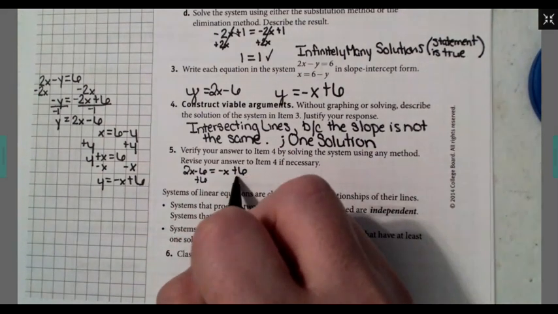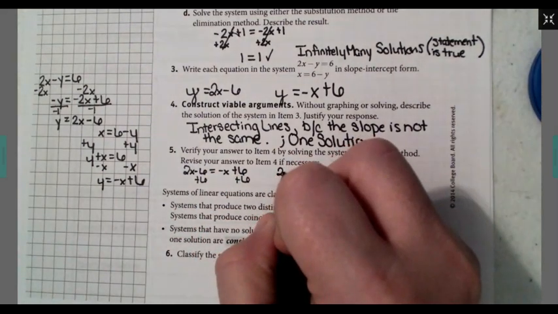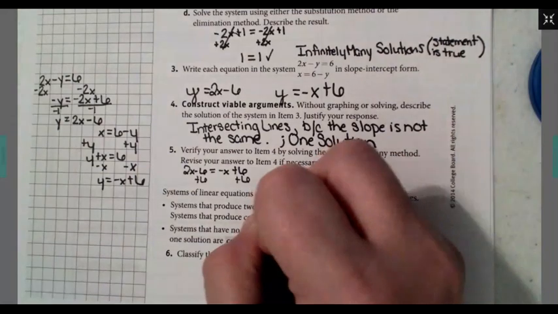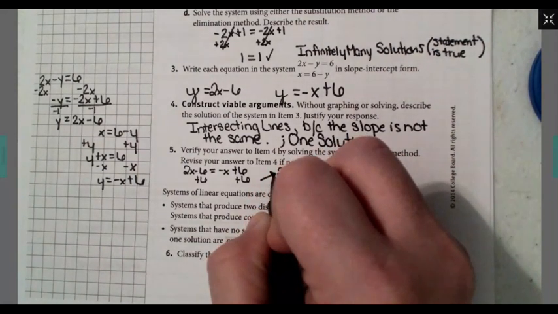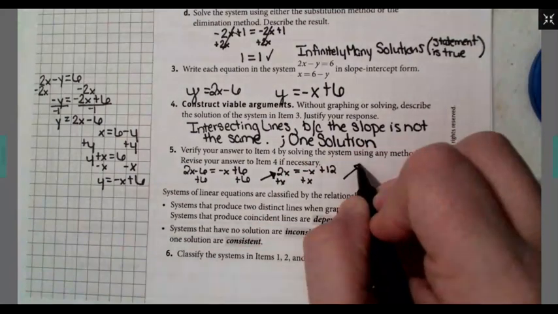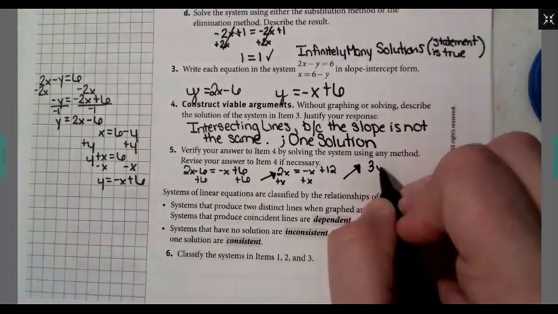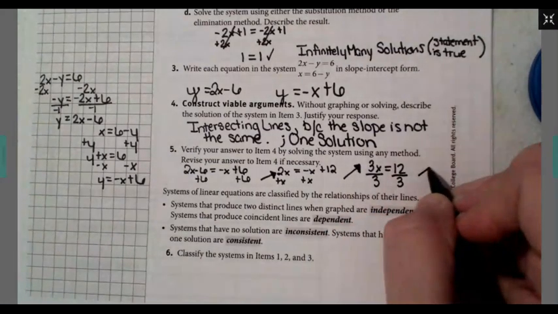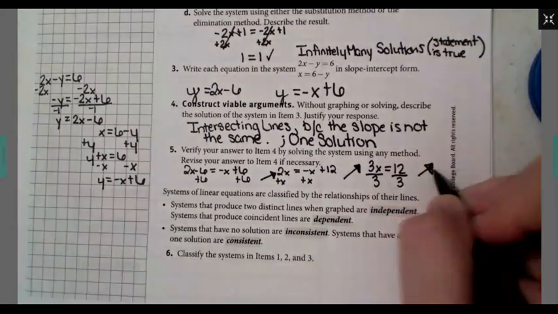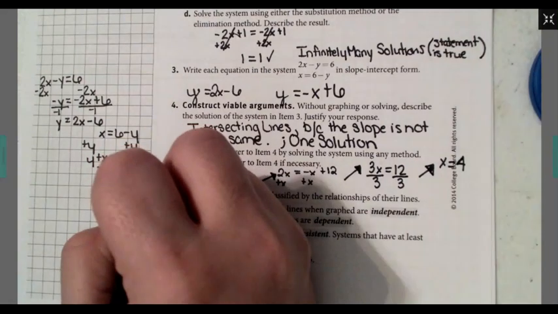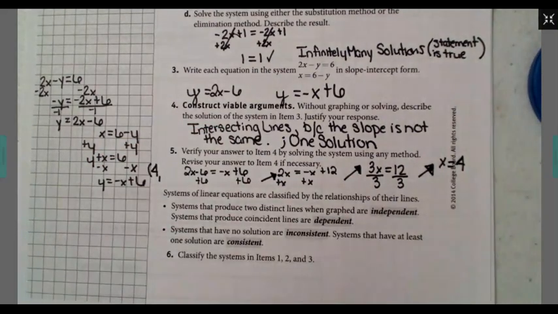So let's add 6 to both sides. That's going to give me 2x equals negative x plus 12. Now we're going to add x. That's going to give me 3x equals 12. We divide by 3. X equals 4. Well, that's only part of my answer. I also need my y value because remember, if they intersect, they're going to intersect at an ordered pair.